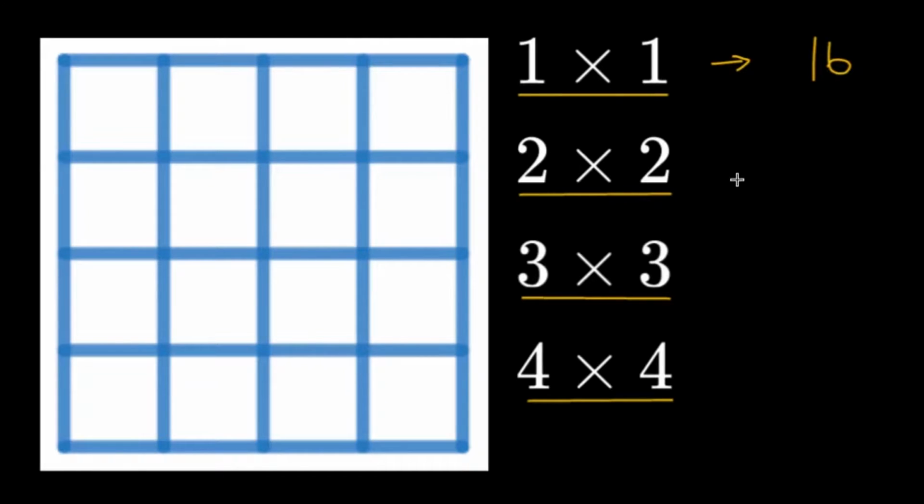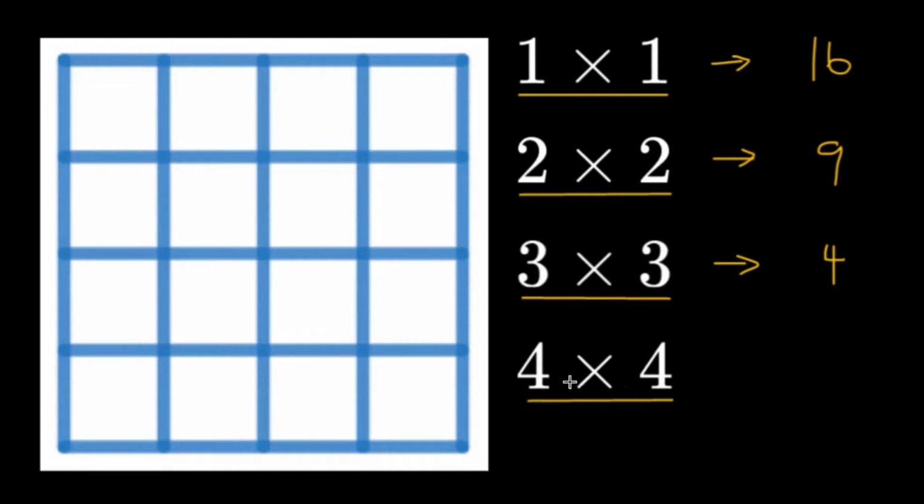Let's talk about the 2x2 squares. There's 1, 2, 3, 4, 5, 6, 7, 8, and 9. So for the 2x2 squares, there are 9 of them. Next, let's take a look at the 3x3 squares. That's 1, 2, 3, and 4. We have 4 3x3 squares.